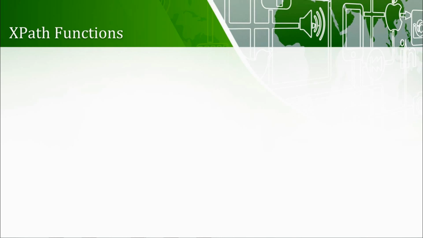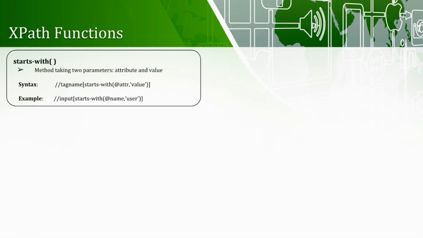XPath functions. We are going to see three XPath functions. First one is starts-with. As we know, we use an attribute and its value as a condition to find the element on the web page. Therefore, the starts-with function also takes two parameters, which are attribute and value. When we use the starts-with method, we do not need to enter the complete value of the string. We can enter the starting substring value.